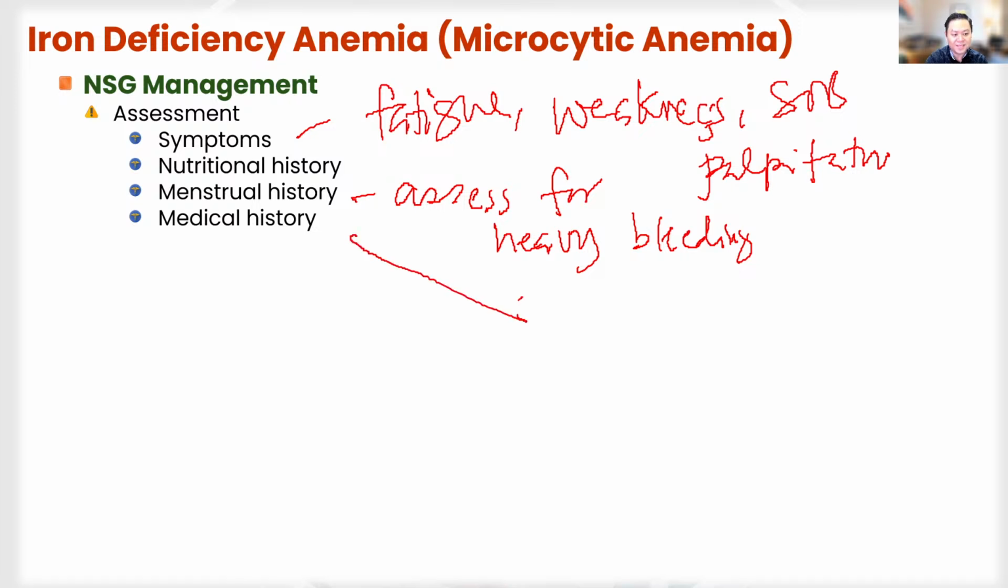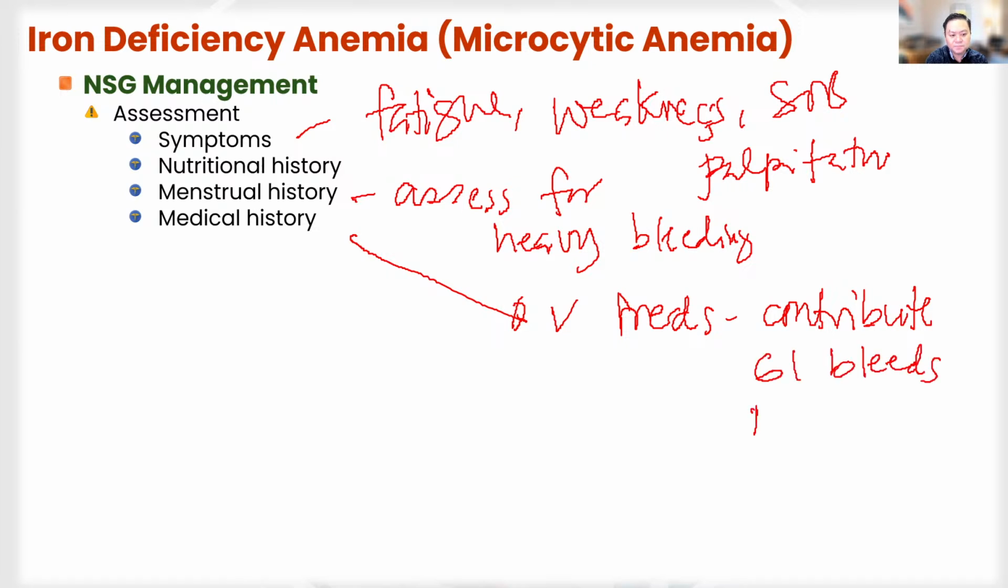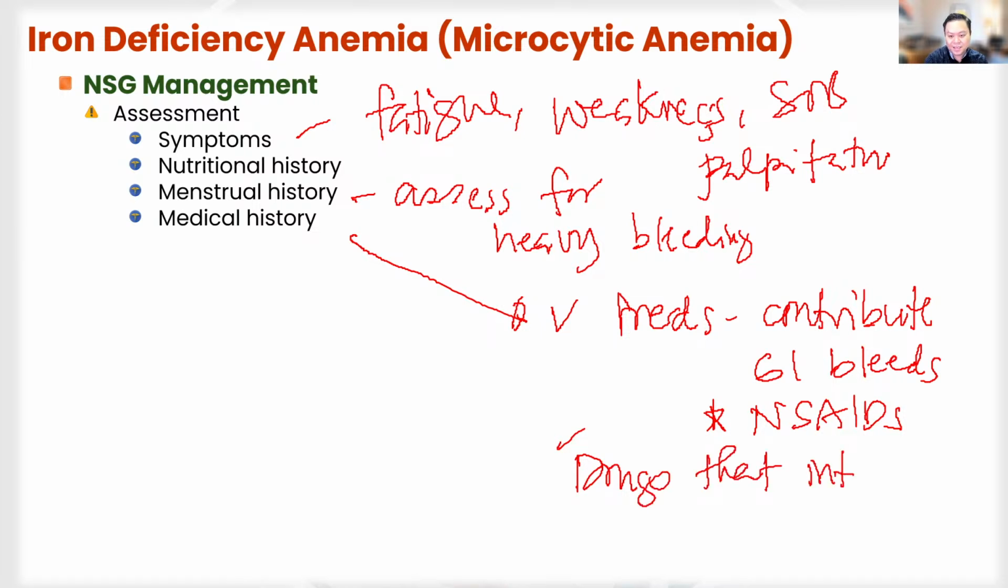Okay, let me write that down. Check meds that can potentially contribute to GI bleed. So what are those meds? Like the NSAIDs, right? NSAIDs, including the aspirin, right? They can cause GI bleeding. And also for those medications that may interfere, drugs that interfere with absorption, such as the tetracycline, okay? Or let's say antacids. So make sure that we are assessing the patient for their medication use.